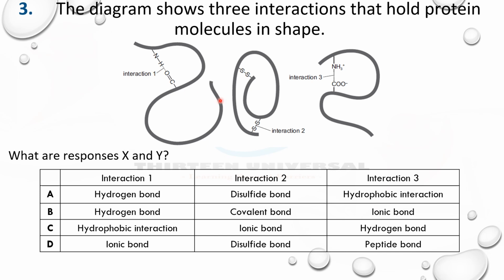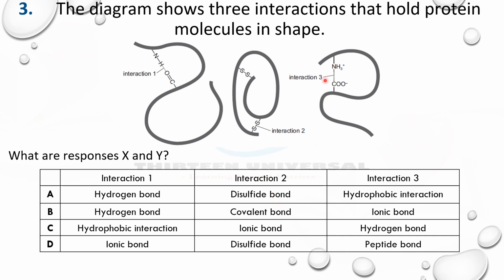Okay, now if you look at this, it is a disulfide bond because it's formed between 2 sulfur atoms. All right, now if you look at interaction 3, it is formed between an ionized amine group and an ionized carboxylic group. That's an ionic bond. So interaction 1 should be a hydrogen bond, so we have A and B. All right, interaction 2 should be a disulfide bond. Okay, but if you follow this, a disulfide is also a covalent bond, so 2 of them are correct. Okay, it's also covalent, strong.